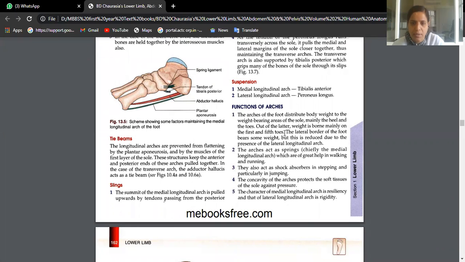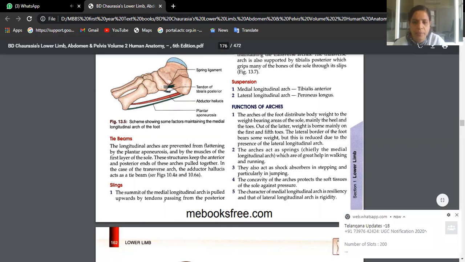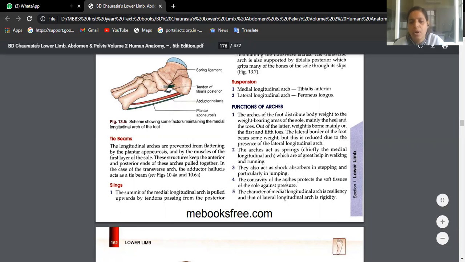Out of the latter, weight is borne mainly on the first and fifth toes, because the first and fifth toes come directly and rest on the ground. The lateral border of the foot also bears some weight, but this is reduced due to the presence of the lateral longitudinal arch. Arches act as springs, chiefly the medial longitudinal arch, which helps us in walking and also running. They act as shock absorbers, especially in jumping.